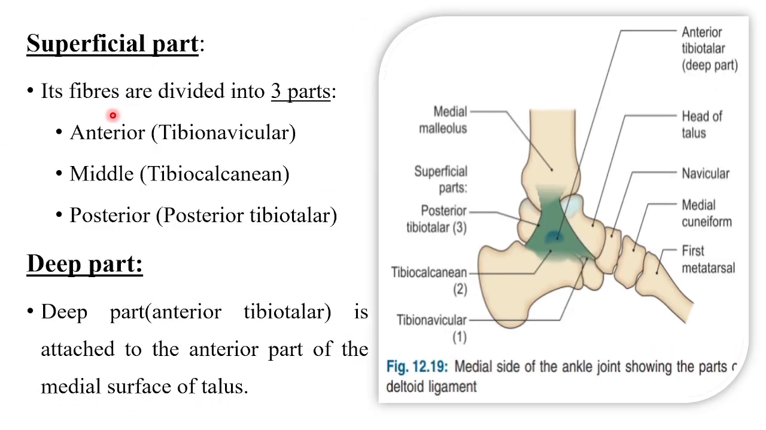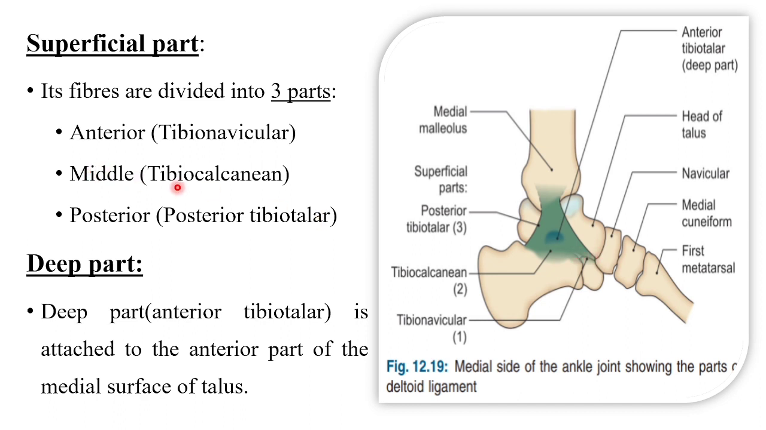The superficial part has 3 different fibers, or is divided into 3 different parts. That is your anterior, otherwise known as tibio-navicular fibers. You can see here, this is the tibio-navicular fibers. These are attached to the tuberosity of the navicular bone and the medial margin of the spring ligament.